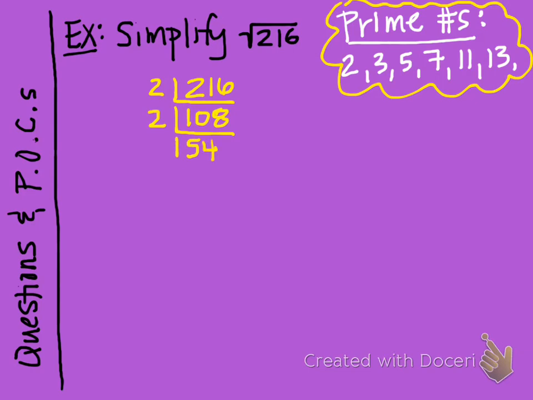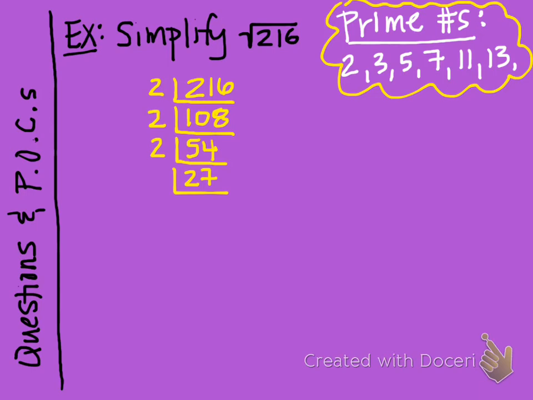54 is not prime, so I'm going to do another upside down division symbol. I'm going to look at my prime numbers again. I can still use 2 because 54 is also even. 2 goes into 54 27 times. 27 is not prime, so I'm going to do my upside down division symbol.